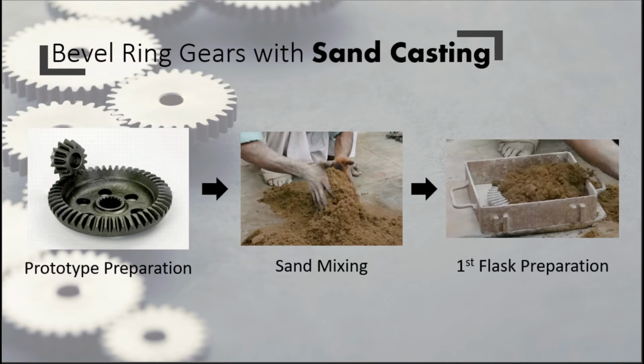The sand casting procedure is the same as the YouTube tutorial sent by the doctor, so I think everybody is familiar with this. I will only go through a summary of this manufacturing method. Sand casting starts with prototype preparation, then sand mixing, then first flush preparation with the prototype and lime powder on the prototype, and cover with compact sand. Next.